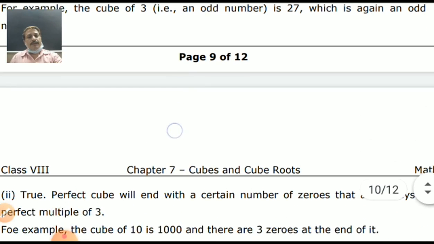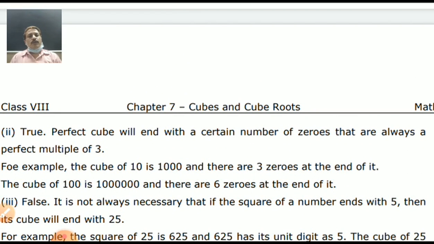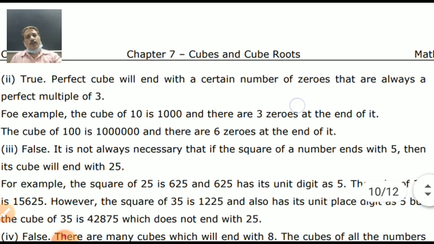Correct? Second one. The perfect cube will end with a certain number of zeros that are always a multiple of 3. I just said 3 zeros are needed for a perfect cube. 10 into 10 is 100, 100 into 10 is 1000. 3 zeros at the end. The cube of 100 has 6 zeros. 1 cubed is 1, and 100 means 2 zeros, so make a triplet of each 2. 2 twos are 4, 4 twos are 8.